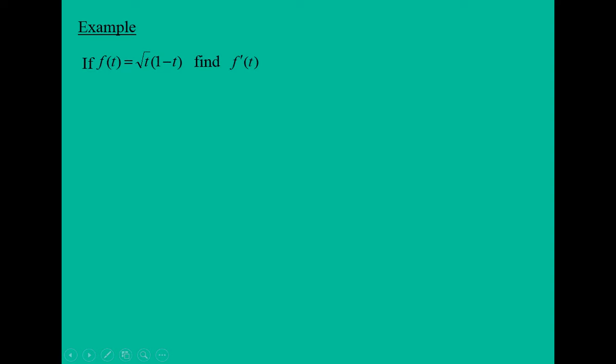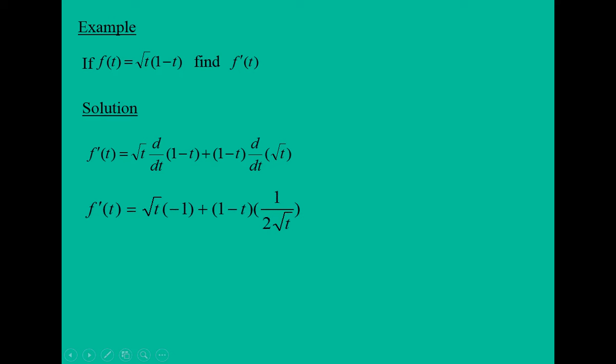Here we have another function, the square root of t times 1 minus t. So it's asking us to find the derivative. So we could apply the product rule. First times the derivative of the second plus the second times the derivative of the first. So the derivative of 1 minus t is just -1.